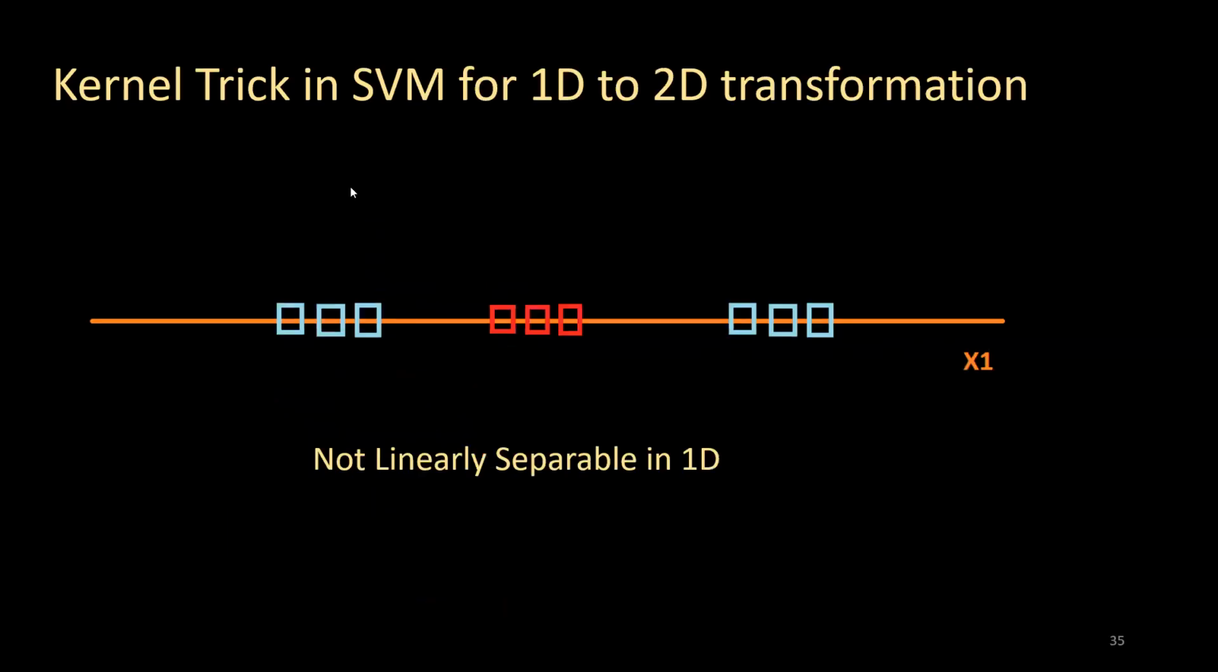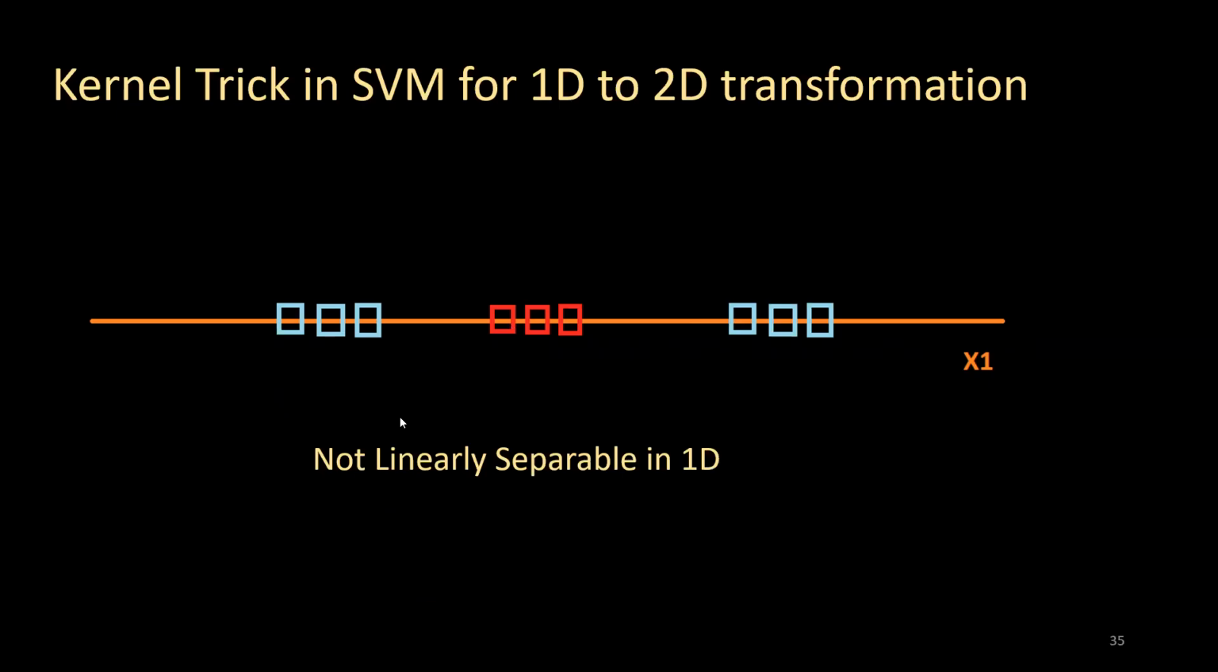Okay, let's start kernel trick in support vector machine from the simplest example, that is in 1D. So how kernel works and how kernel makes the data linearly separable. So this is our data. This data is in 1D, that is it has only one dimension which is along x1.